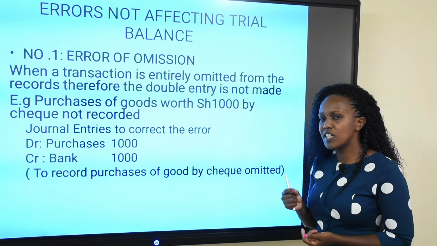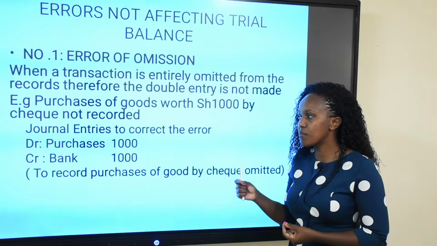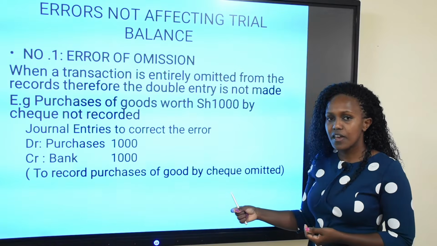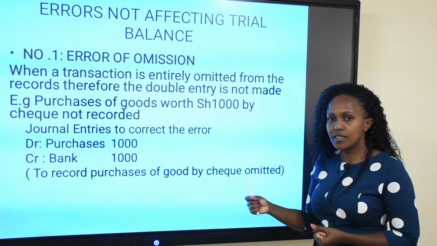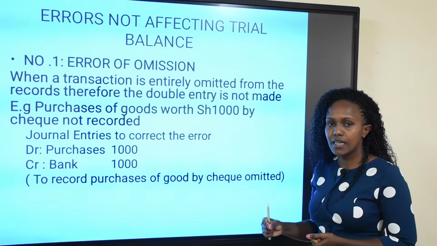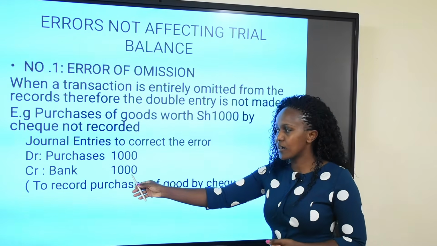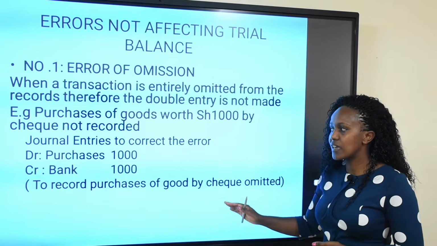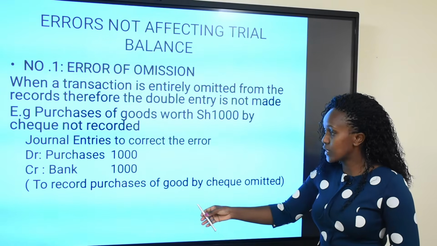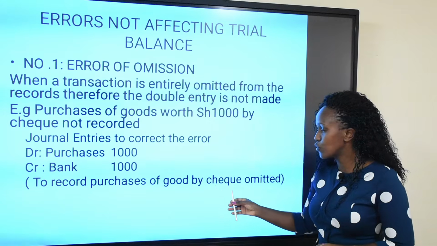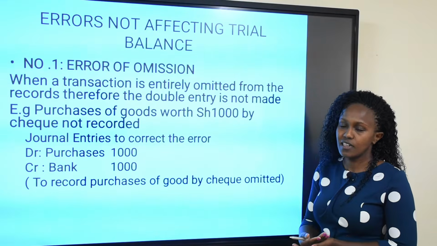But here we are saying purchases is going to be debited, and definitely because these purchases were paid for by check, the amount of the money in the bank has decreased. Therefore, it means that our asset called bank has decreased. Therefore, we are going to credit the bank. So this one we are just outrightly recording. And you are going to say that this is to record a purchase of goods by check that was omitted.